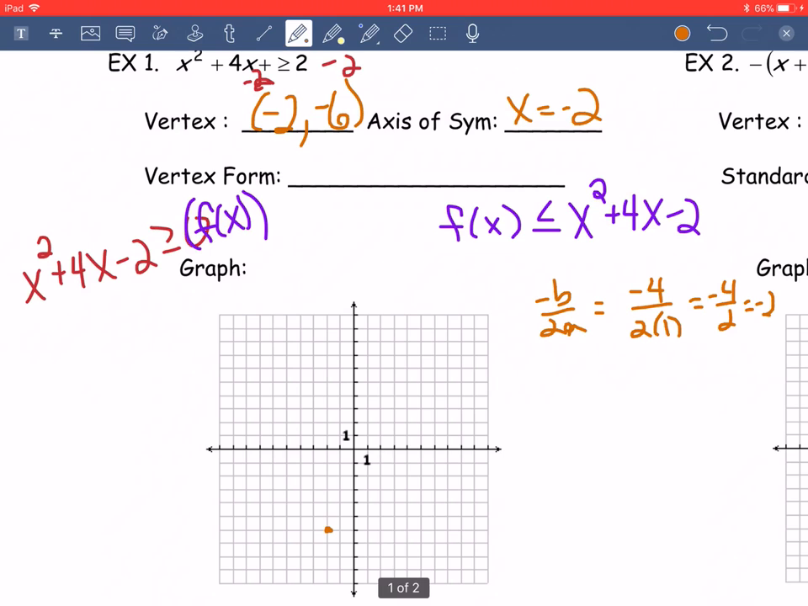And then I have points. Let's see here. I'm going to make an x and a y. So when x is negative 2, I have a point at negative 6. That's the vertex. When x is negative 1, I have a point at negative 5. It's right there. And anything that happens on the right side of the vertex also happens on the left side, so it's mirroring. When x is 0, I have a point at negative 2, which is the y-intercept.